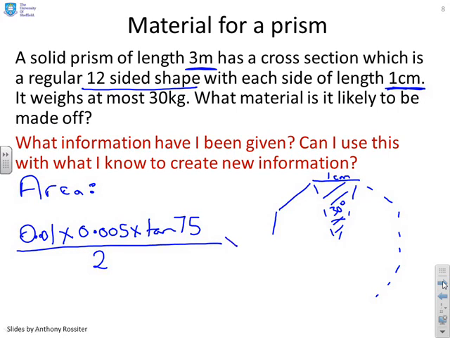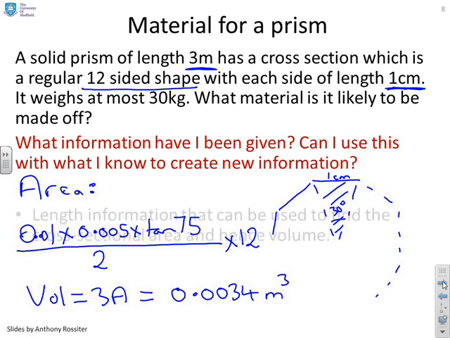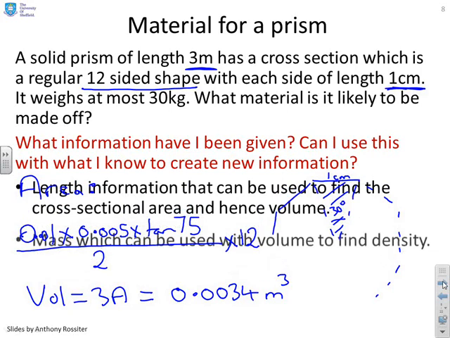If I multiply that by 12, I'm going to get the cross-sectional area. And the volume of the prism is going to be 3 times the area, and if you plug all these numbers in, what you'll get is 0.0034 meters cubed. Okay? So I've used the information I've been given, and I've combined it with knowledge that I've already got, which is how do I find the area of a triangle, how do I find the area of this prism, and how do I find the volume. So that's just reiterating the point.